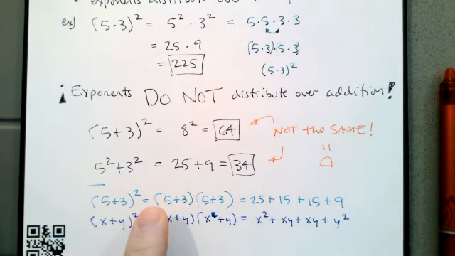Just like with 5 plus 3 squared, I can't just do 5 squared plus 3 squared, I'd be missing these two 5 times 3's in the middle. That's 30, and that's the difference between the 5 plus 3 squared, or sorry, the square of the sum of 5 and 3, and the sum of the square of 5 and the square of 3. Any questions?